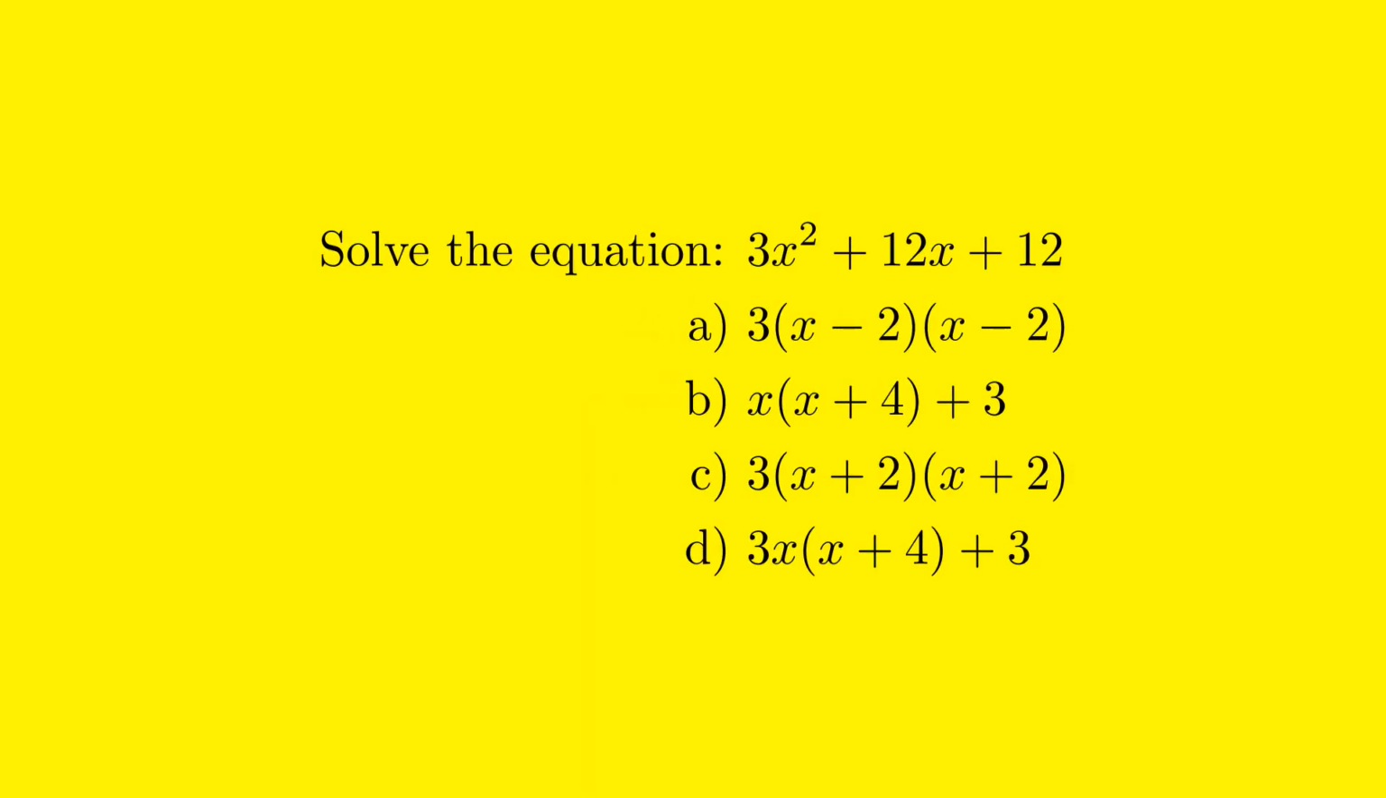In this problem, we are given the quadratic expression 3x squared plus 12x plus 12 and four possible solutions. A. 3 times (x minus 2) times (x minus 2). B. x times (x plus 4) plus 3. C. (3x plus 2) times (x plus 2). D. 3x times (x plus 4) plus 3. Pause the video and try to solve it for yourselves before we reveal the correct solution.